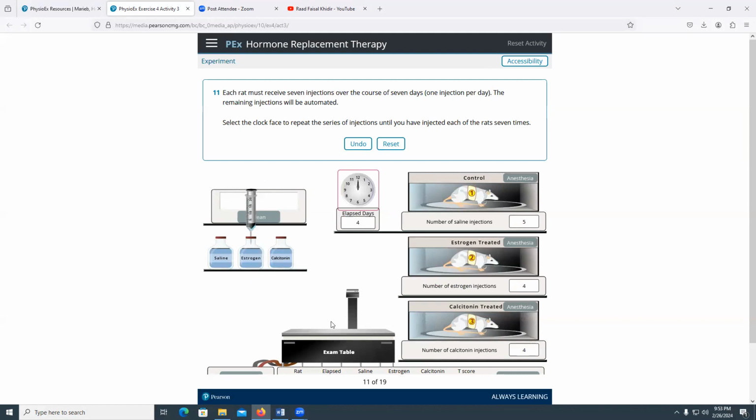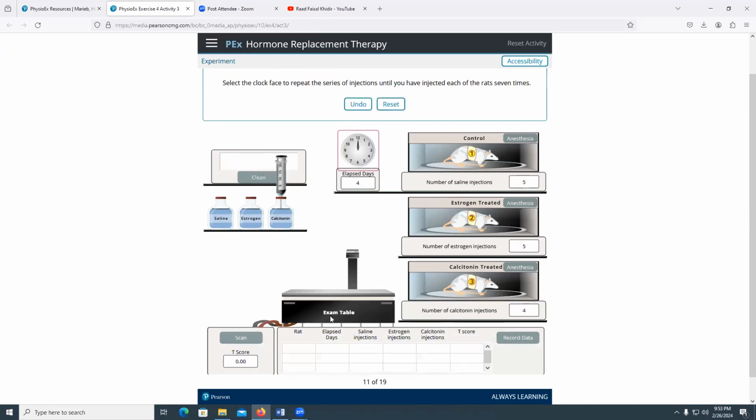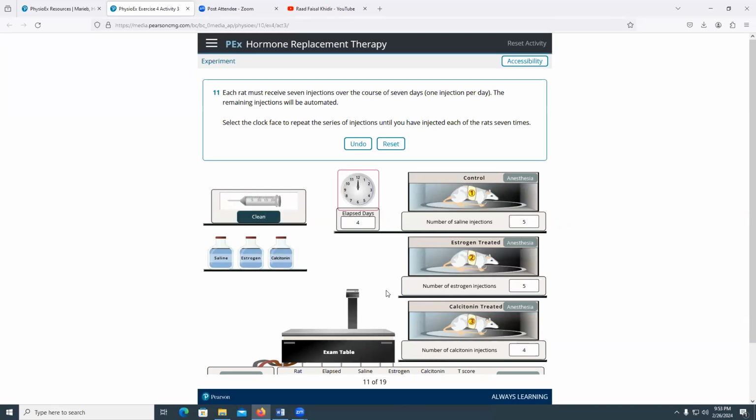Here my independent variables are my estrogen and calcitonin. That's my negative control. And my dependent variable is the vertebral bone density. So my T-score is going to be dependent on this hormonal therapy. My hormonal therapy is my independent variable, and the effect of it is my dependent variable, which is what I'm measuring. So that's day number 5. Now let's do day number 6.